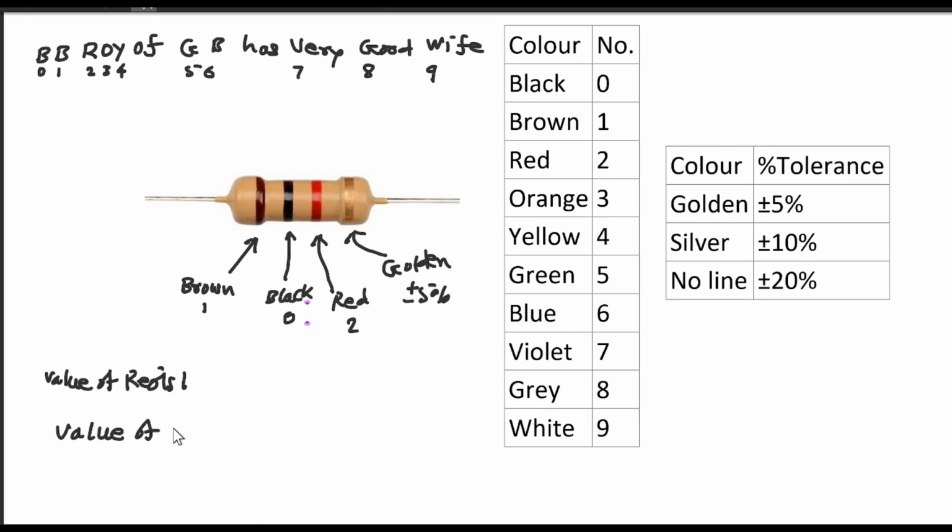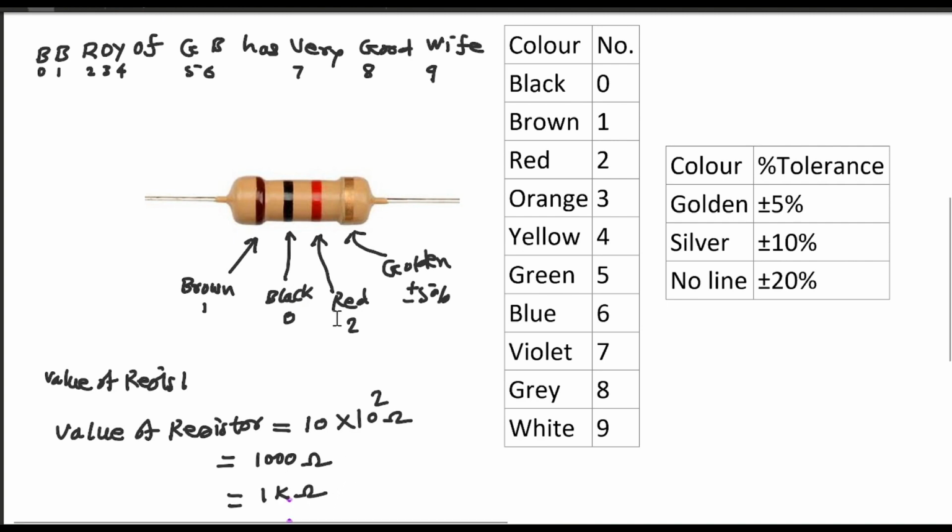The value of a resistor, that is the resistance of this particular resistor, is found like this: you write the first color code as it is, the second color code also as it is, and the third one is the power of 10. That means you write it as the power of 10, and that is the value of this resistance. So this comes out to be equal to 1000 ohm, which is 1 kilo ohm. So the value of this resistance is 1 kilo ohm.